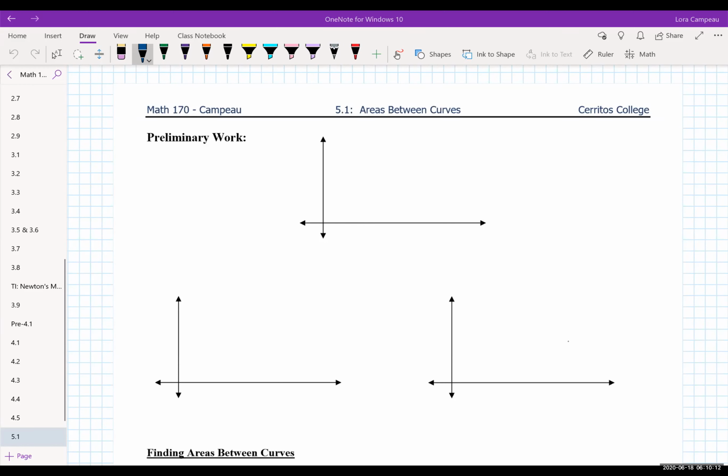Welcome to Chapter 5, Math 170. We are looking at 5.1, areas between curves.